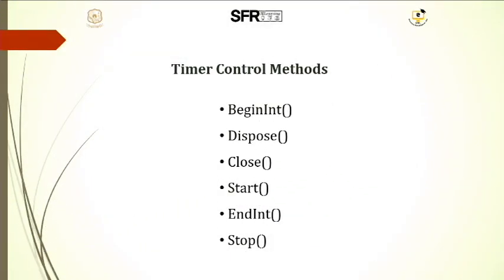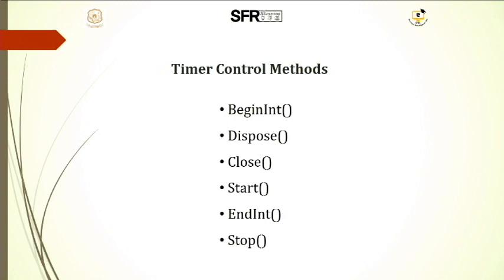Last one is methods of timer control. First one is BeginInit. The BeginInit method is used to start the runtime initialization of a timer control used on a form or by another component. The next one is Dispose. The Dispose method is used to free all resources used by the timer control or component. Third one is Close. The Close method is used to release the resources used by the timer control.